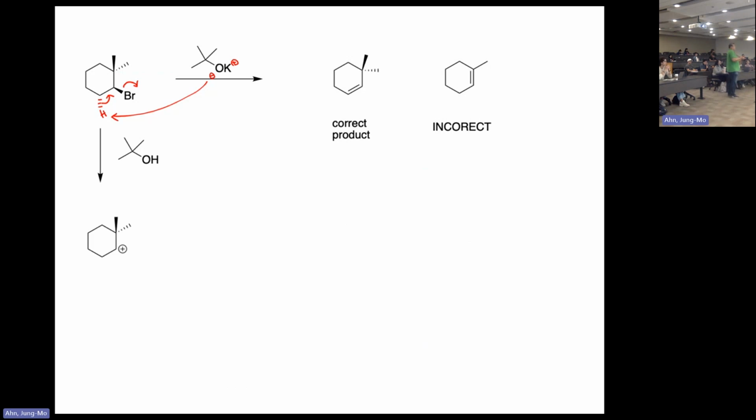Anyway, E1 elimination. This is basically a weak base, the neutral alcohol, not a strong reagent. So no E2 can happen, no SN2 can happen. But E1 and SN1 is what can happen with that. The first step of E1 and SN1 is the formation of the carbocation. So this bromine is going to come off with its electrons, creating a carbocation right there.